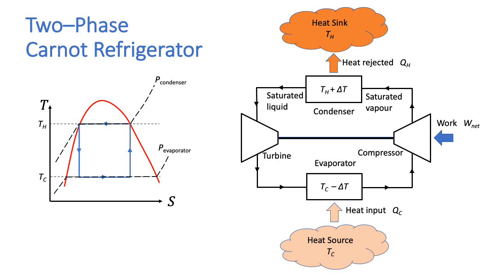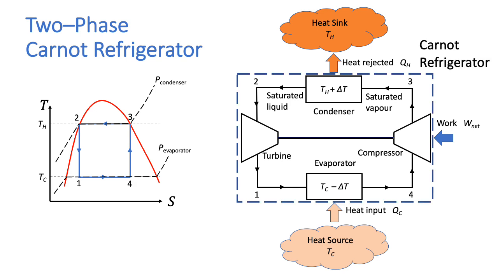Saturated liquid comes out of the condenser. This is now expanded through a turbine and fed back into the evaporator. The work from the turbine is taken to drive the compressor. If we place a box around this device, this is a Carnot refrigerator. It takes heat QC from the heat source at TC. It rejects heat QH to the heat sink at TH, and there's net work supplied to this.